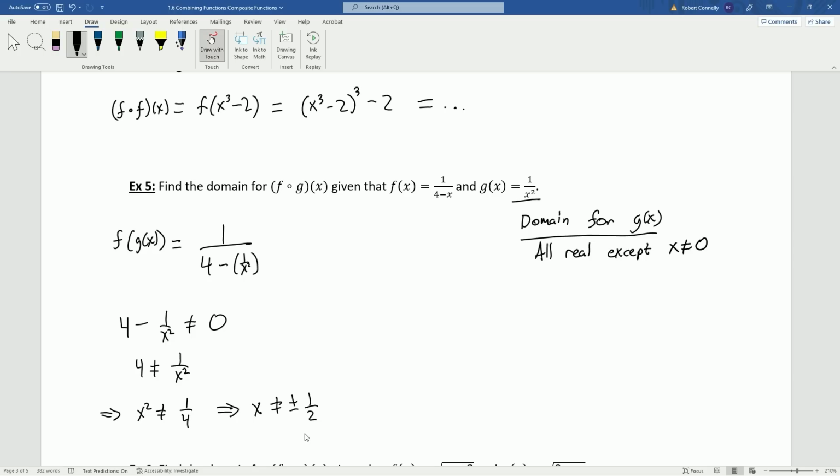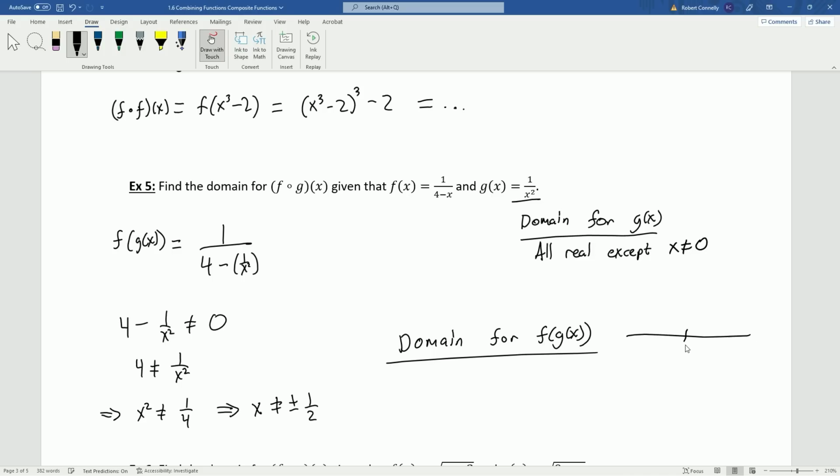So that gives us our restrictions. As I've said before, usually the easiest way to think about domains is to think about them in terms of restrictions first, and then write out the full set of valid x values based on that. So the domain for the whole composed function, f of g of x, is, well, we can't include 0, negative 1/2, or 1/2, right?